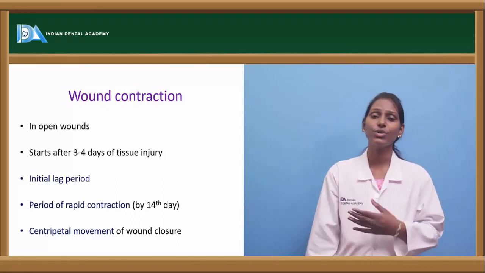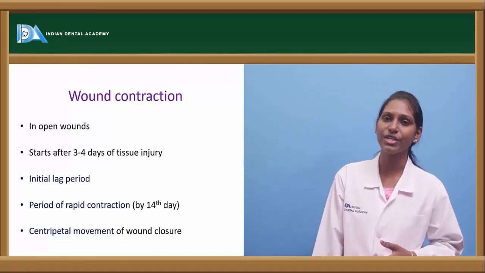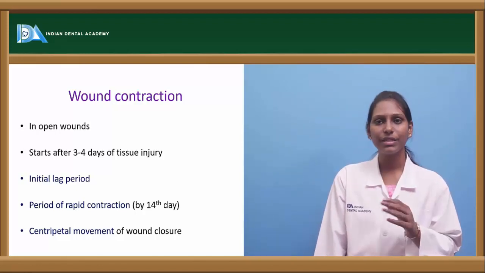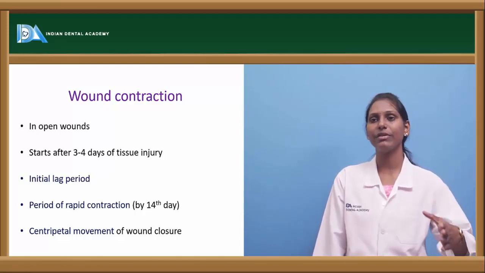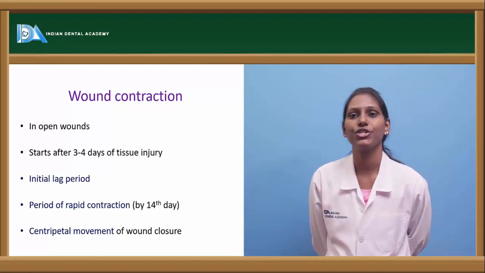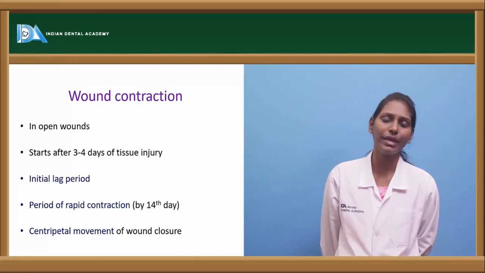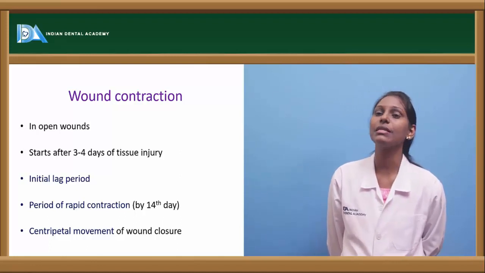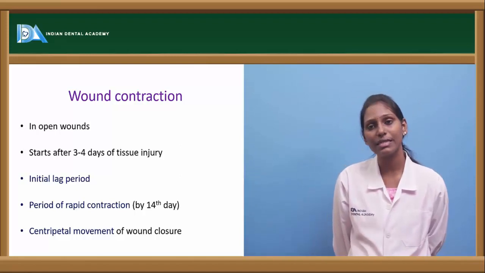Wound contraction is usually seen in case of open wounds, which usually heal with the help of secondary intention, and this starts immediately after the vasodilatation phase and at the start of the inflammatory phase. Usually it will start somewhere around 3 to 4 days after the injury. We have an initial lag period, that is, before these 3 to 4 days a lag period will be present.